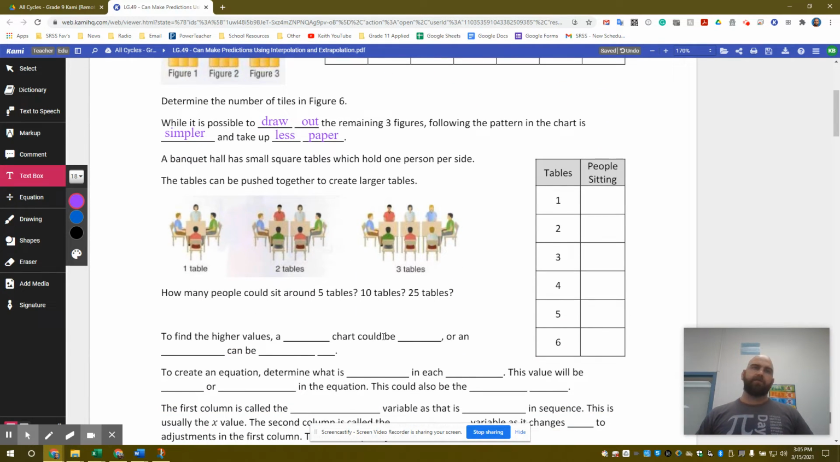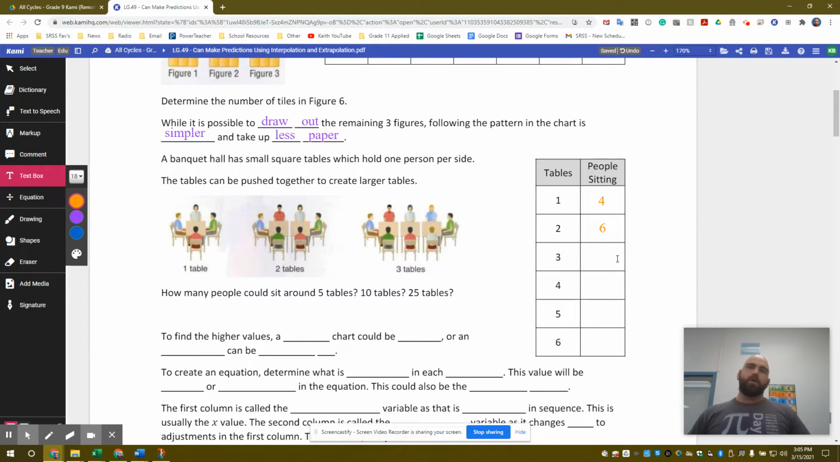Let's take a look at another pattern. A banquet hall has small square tables which hold 1 person per side. Okay, so we can see that in the diagram right here. The tables can be pushed together to create larger tables where more people can be sitting. Now, let's take a look at the first 3 pieces of our diagram. The number of people sitting at the first one is 4, 1 person on each side. If we push 2 tables together, you'll notice that 2 of the sides can't have a person because they're joined, and so we only end up having 6 people at that table.